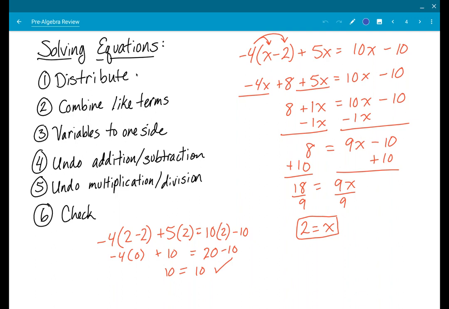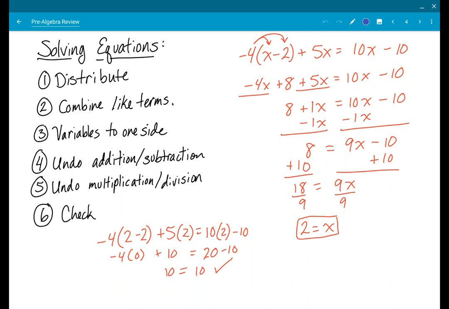For distribution, I'm looking for parentheses and a number on the outside of the parentheses. The number on the outside multiplies the two numbers on the inside, or whatever happens to be on the inside. My next line, I have negative 4x plus 8. Notice that this is a plus. I had a negative times a negative, which made a positive. You have to be careful with your negatives and positives when solving equations.